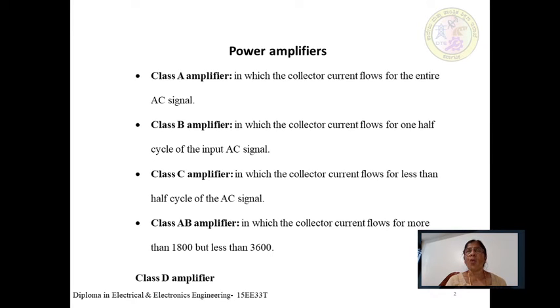In a class B amplifier, only one half of the cycle is amplified, only 180 degrees, during which the collector current flows. Hence the class B amplifier amplifies only the positive half cycle or the negative half cycle. In a class C amplifier, collector current flows for less than half a cycle, that is, less than 180 degrees. Even though the input is a full cycle, 0 to 360 degrees, the output is only a little more than 90 degrees. That is known as the class C amplifier.